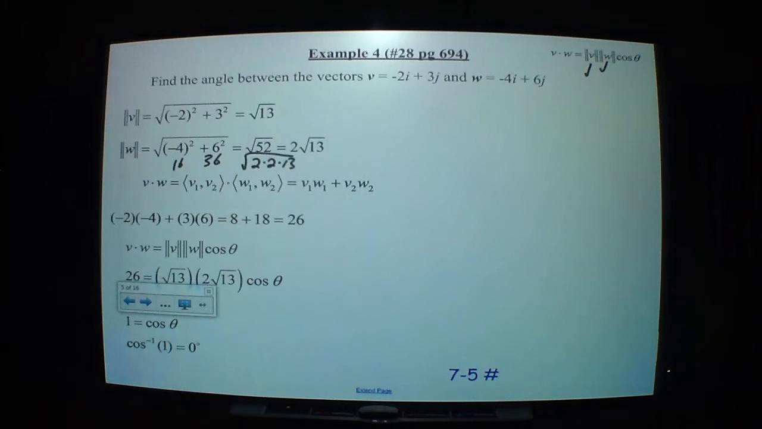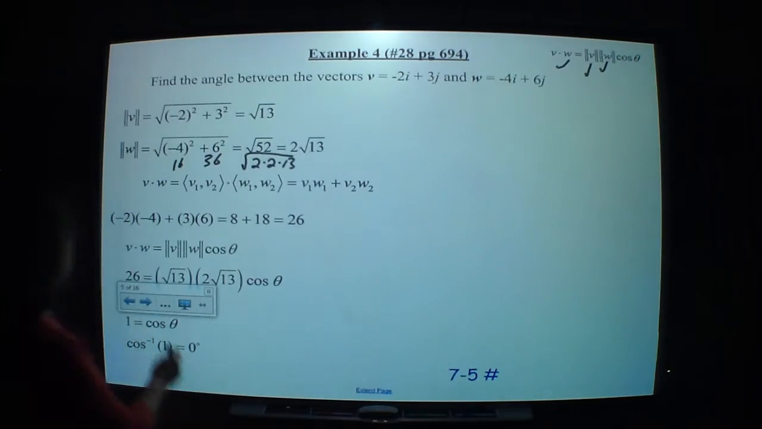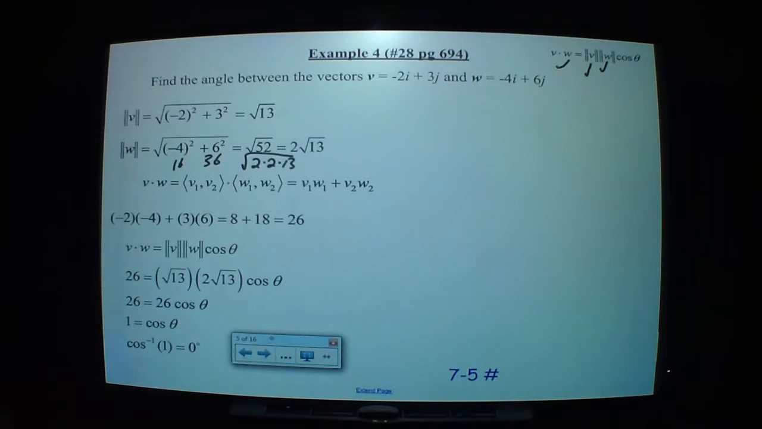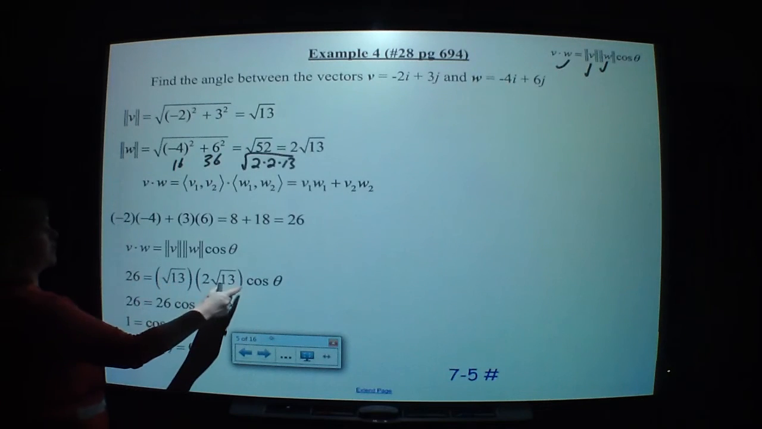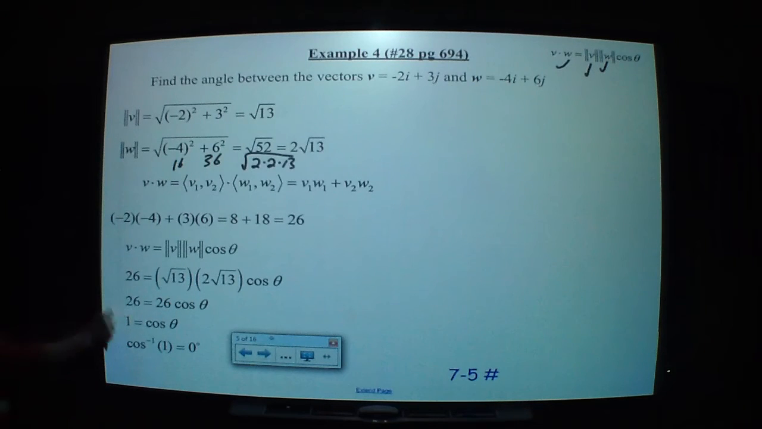Now let's find the dot product. The first terms, -4 and -2, give 8. 3 and 6 are the second terms, so that's 18. 18 plus 8 is 26. So now I have the dot product. So plug in what you know. 26 is equal to radical 13 times 2 radical 13 times cosine of theta. Radical 13 times radical 13 is 13, times 2 is 26. Divide by 26, I have 1 is equal to the cosine of theta.